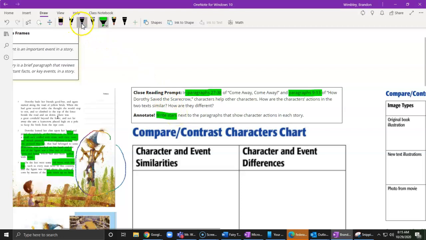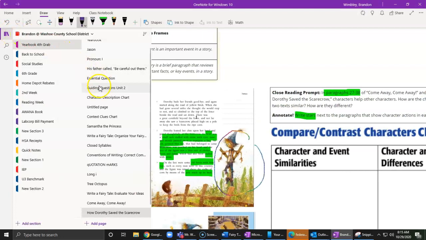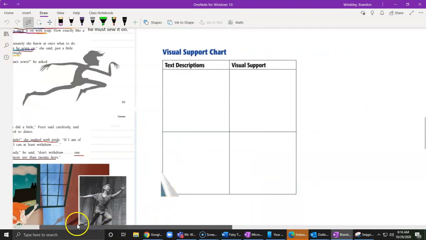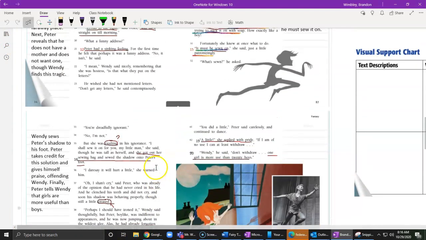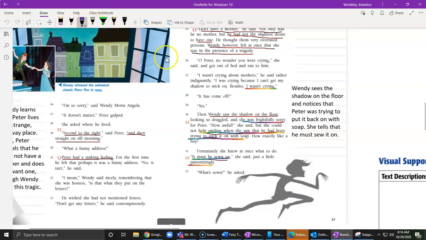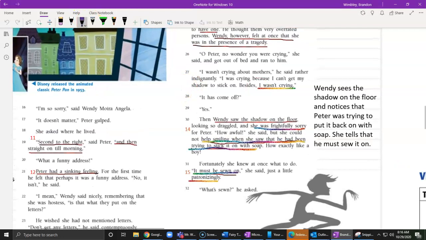So what I'm going to do is go back to Come Away, and I'm going to read paragraphs 27 to 38. So here's our story of Peter Pan, and I'm going to read paragraphs 27 to 38. And I'm going to put a star next to the paragraphs that show me their actions. So I'm going to focus on events and traits related to the prompt of how and why characters end up helping each other. So let's begin by starting on paragraph 27.